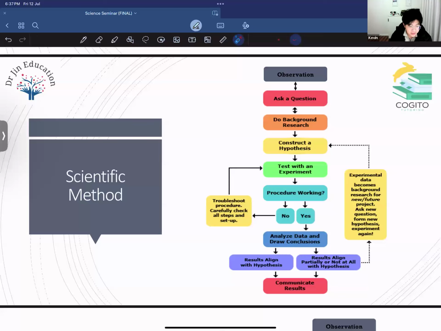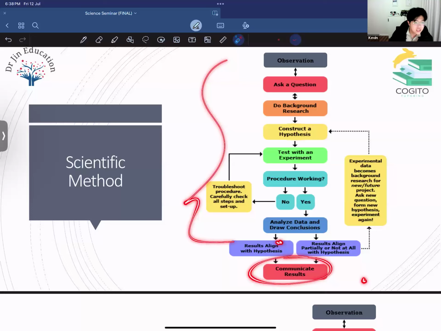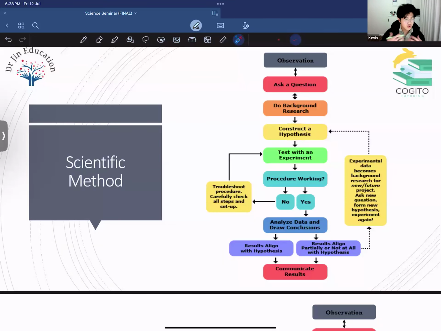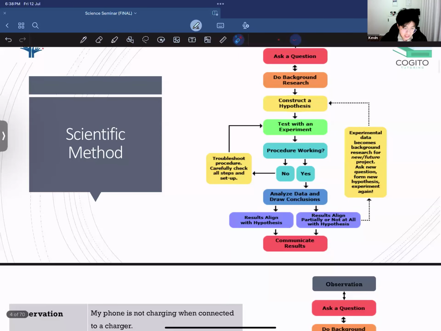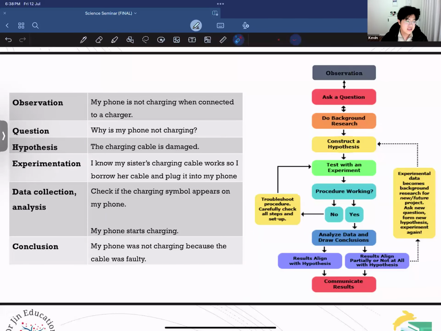Now, when we talk about communicate results, that's when the scientific report actually comes in handy. So you do all of this, and then you're going to communicate the results. You want to convey your results and experiments to someone else, so you may have to write a scientific report. Now, before we talk about the scientific report, I'll give you an example. Let's see the scientific method in action.